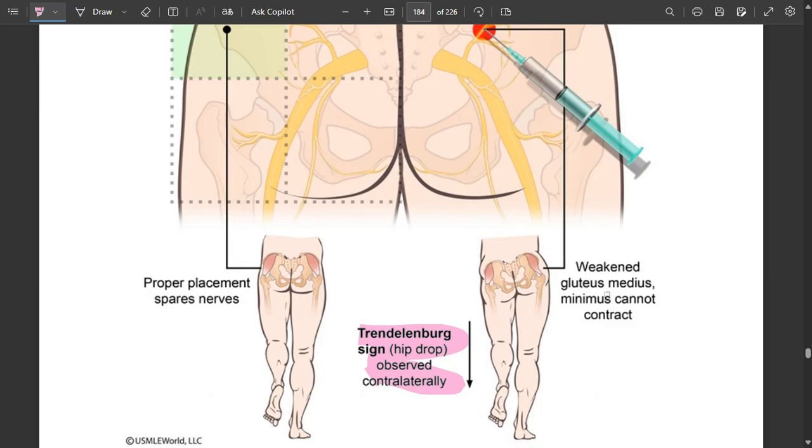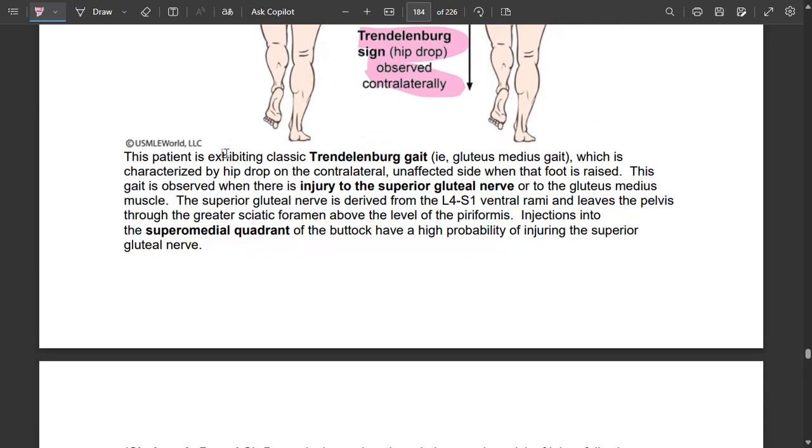All right, buddies, so yeah, the patient is exhibiting classic Trendelenburg gait, that is gluteus medius gait, which is characterized by hip drop on the contralateral unaffected side when that foot is raised. This gait is observed when there is injury to the superior gluteal nerve or to the gluteus medius muscle.